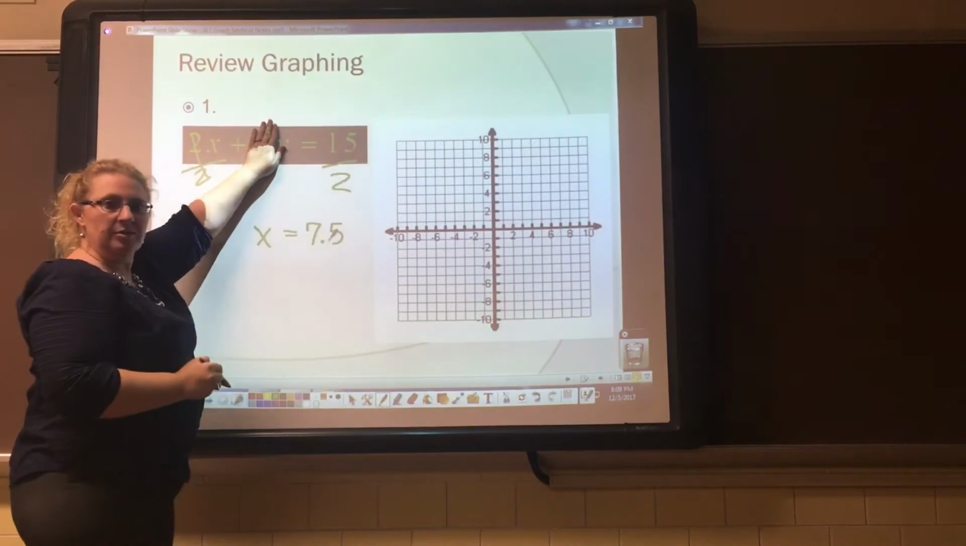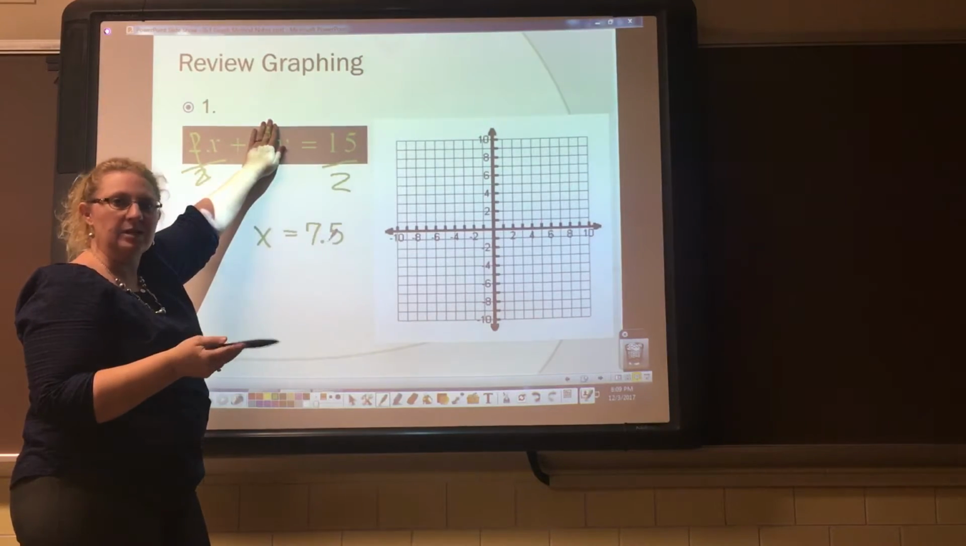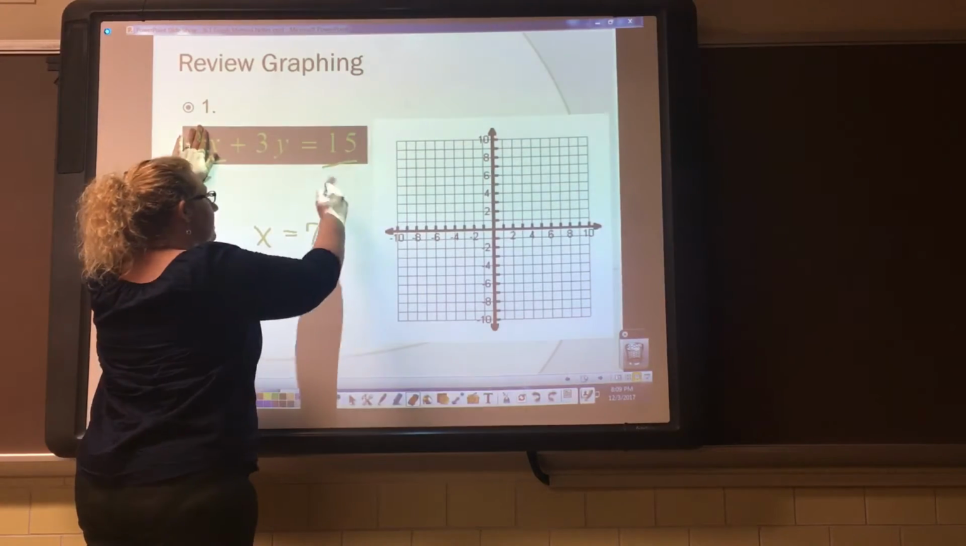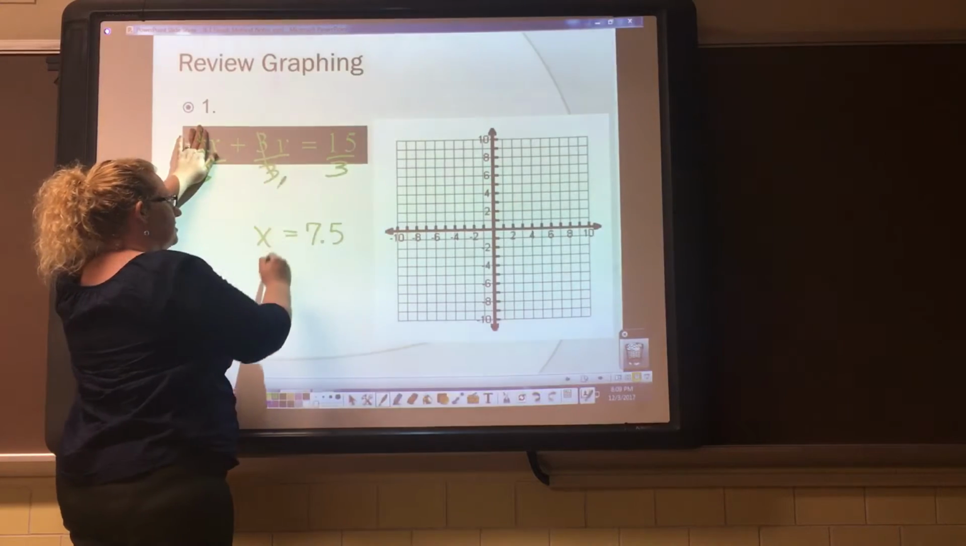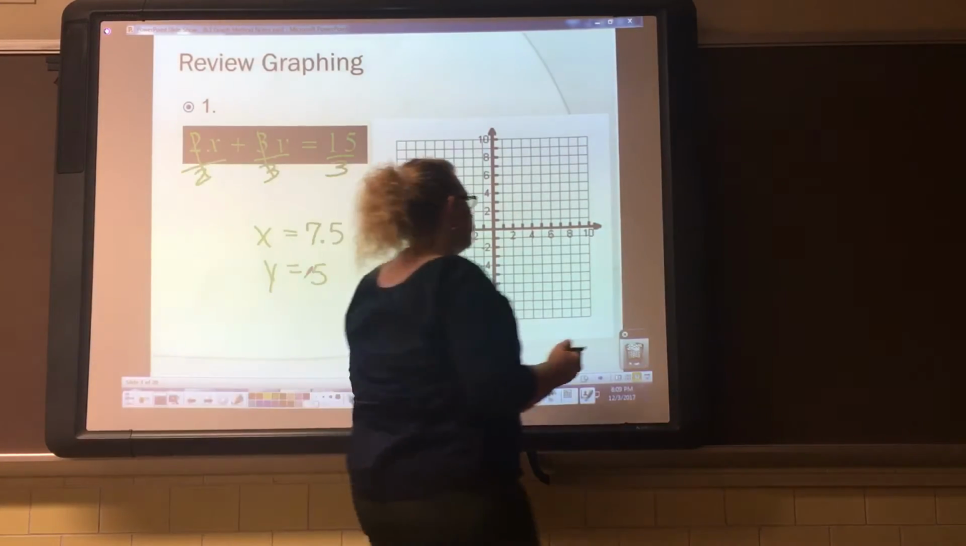Now, I know for some of you that's already going to drive you crazy because you're like, but it's a decimal. That's okay. We can have decimals when we graph. So the same thing's going to happen over here. Again, cover up the x. We're going to divide by 3 on both sides, and that's going to give us y equals 5. So now we have an x-intercept of 7.5.